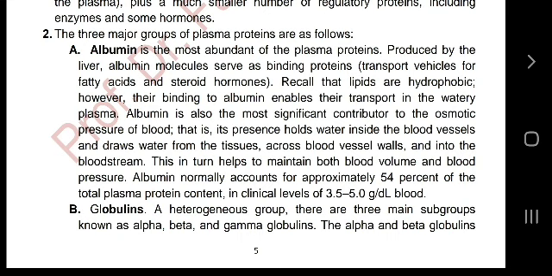Albumin is also the most significant contributor to the osmotic pressure of blood. That is, its presence holds water inside the blood vessels and draws water from the tissue across blood vessel walls and into the bloodstream. This in turn helps to maintain both blood volume and blood pressure. Albumin normally accounts for approximately 54% of the total plasma protein content.